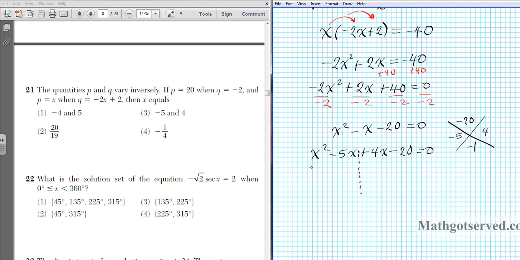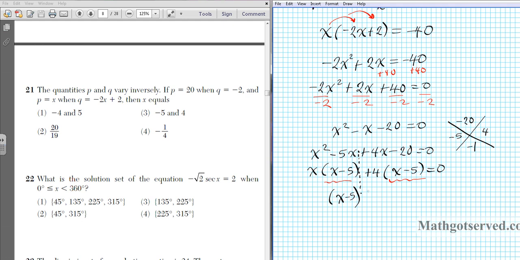From the first two, I can factor out an x. I have x minus 5. From the second two, I can take out a positive 4, and I have x minus 5 left. Now factor out the two common terms, x minus 5 and x minus 5. So we'll have x minus 5, and we're left with x plus 4.